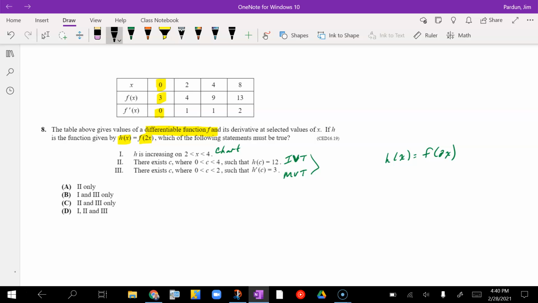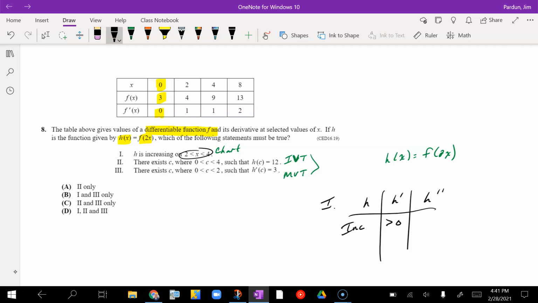All right, and we said we have to use the chart. The chart says h prime and h double prime. If I want to know if h is increasing, that means I have to prove that h prime is positive. So can I show that h prime is positive from 2 to 4? I really can't, because I'm given a discrete table of values. So what's happening at 2.5? What's happening at 3? I don't know. I can show that h prime is positive at 2, possibly. I can show that it's positive at 4, but I don't know what's going on at 3.